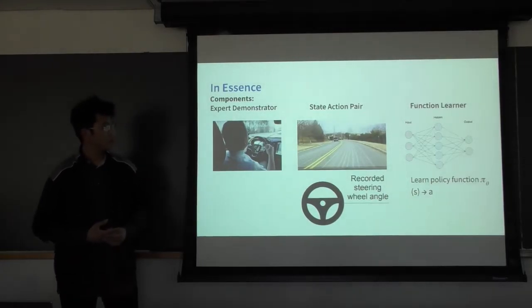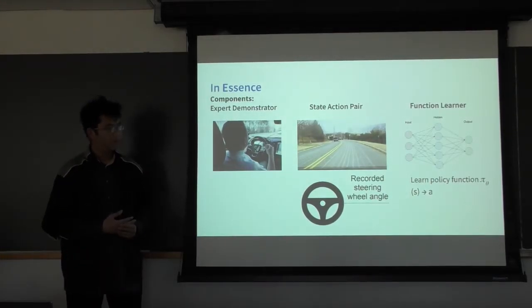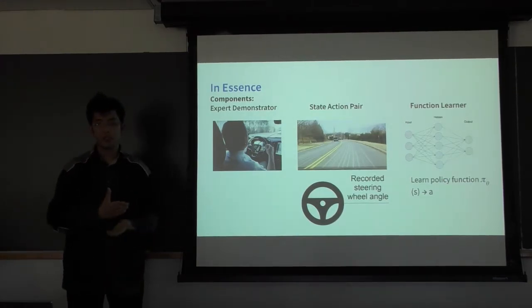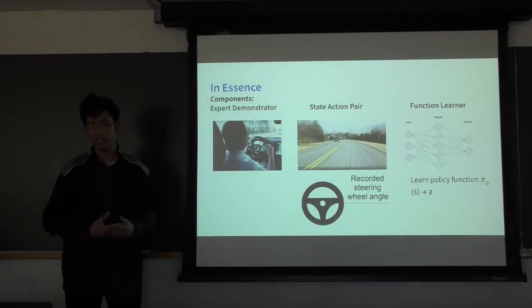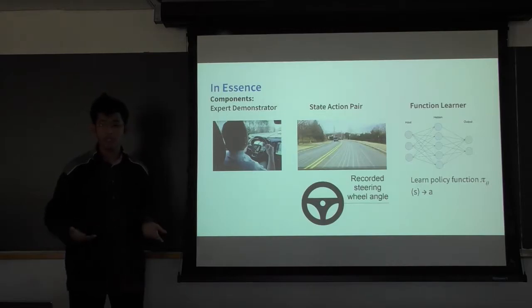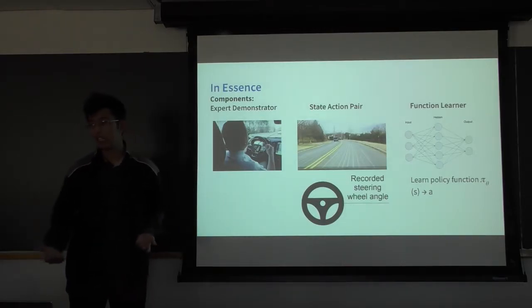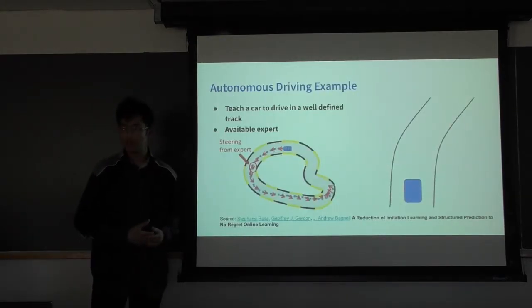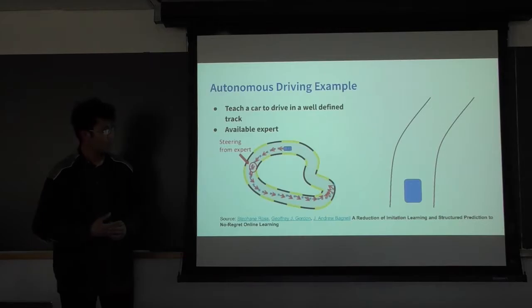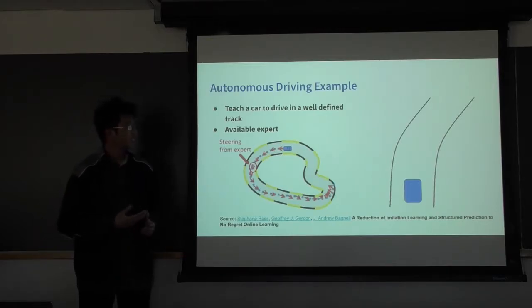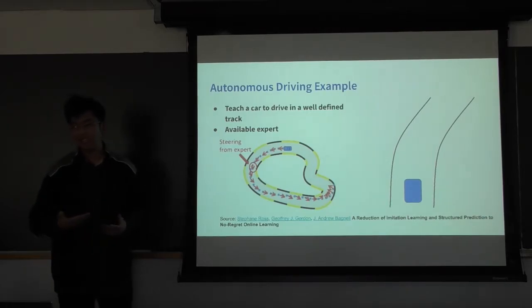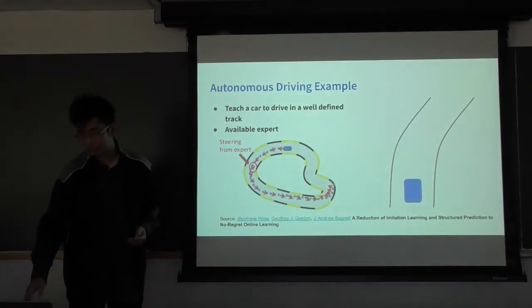So yes, in this sense, for behavioral cloning, you will want to pair up your state to the action. Your system needs to recognize what state it is in, and then perform an appropriate action based on an expert that was already available. We are going to use the autonomous driving example here, because in this example, you would have a very well-defined racetrack and an expert that can navigate this racetrack.